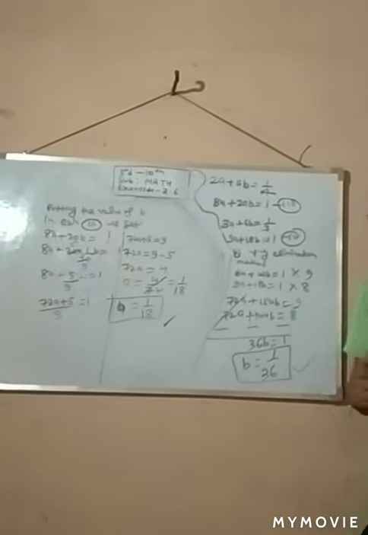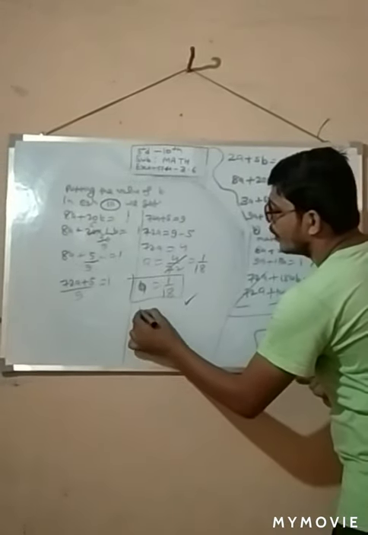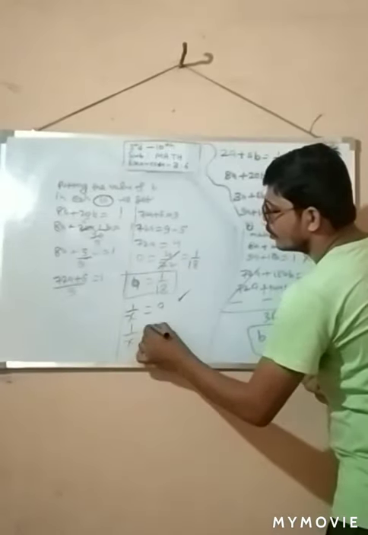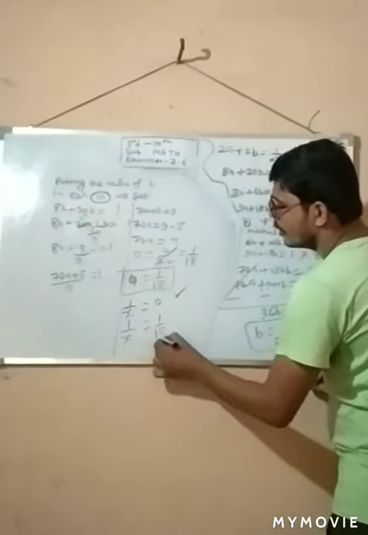Now put here 1 by X is equal to A, means 1 by X is equal to the A value 1 by 18.